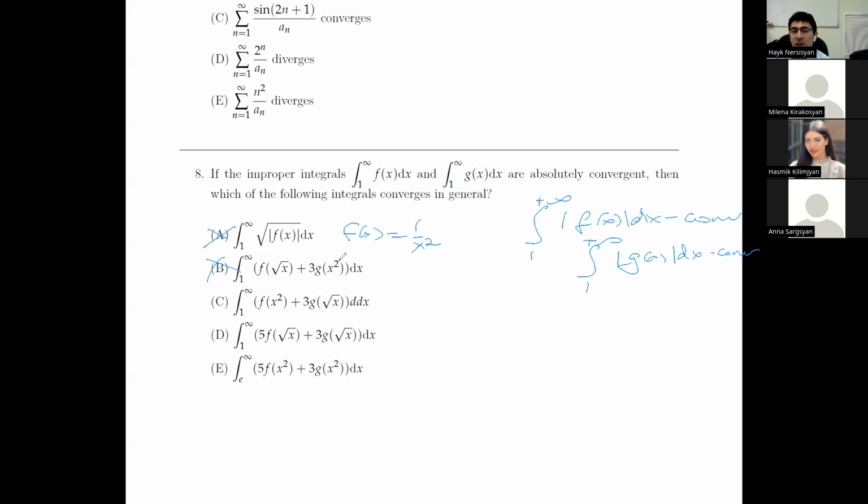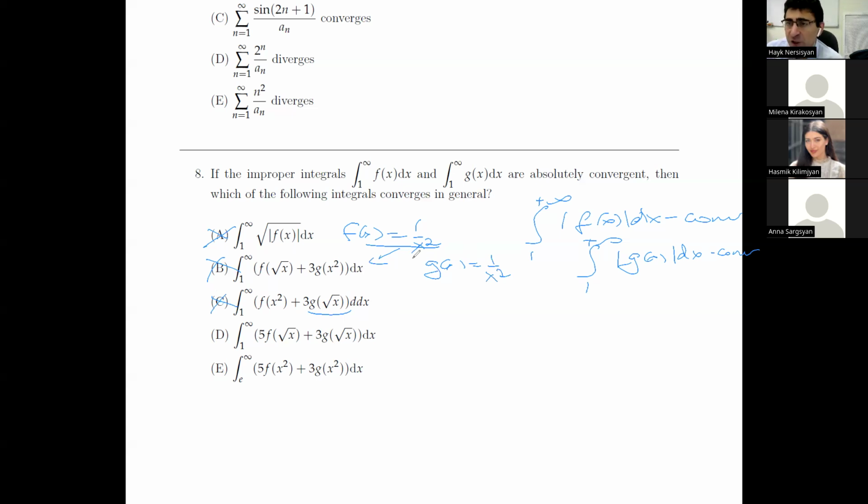So A is wrong. For B, we can use the same example as here and choose g to be something that is not going to create problems, like g(x) is also 1 over x squared. Why not? Then g(x squared) will be 1 over x to the fourth, convergent, but f(root of x) is still divergent. We can eliminate C by choosing this component divergent. Again, g is 1 over x squared.